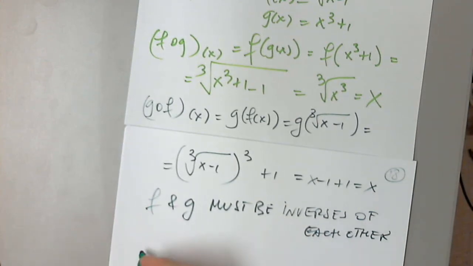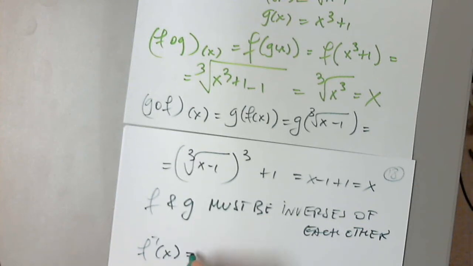Now, can anyone give us F inverse? You can say I need a 4-step procedure. No, you don't. So how much is F inverse? G of x. Of course, thank you very much. So that is x cubed plus 1.